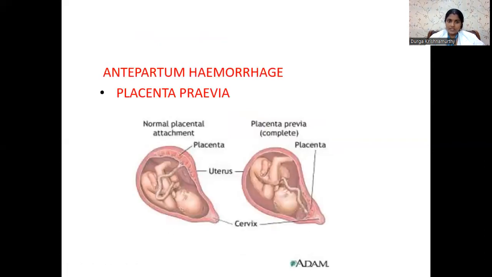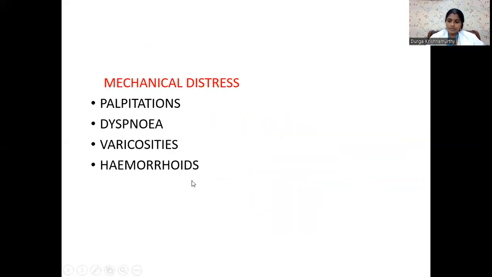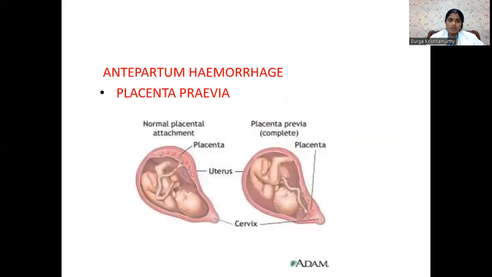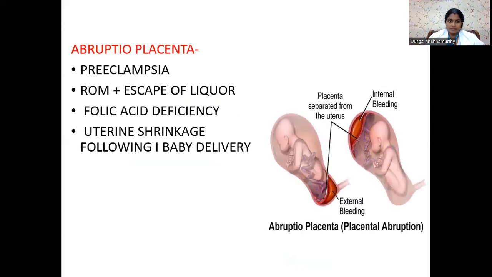There is increased risk of antepartum hemorrhage here because the placenta, which is situated here, sometimes in case of multiple pregnancy, can be attached to the lower uterine segment. So that you call placenta previa. The abnormal attachment of the placenta to the lower uterine segment is called placenta previa.